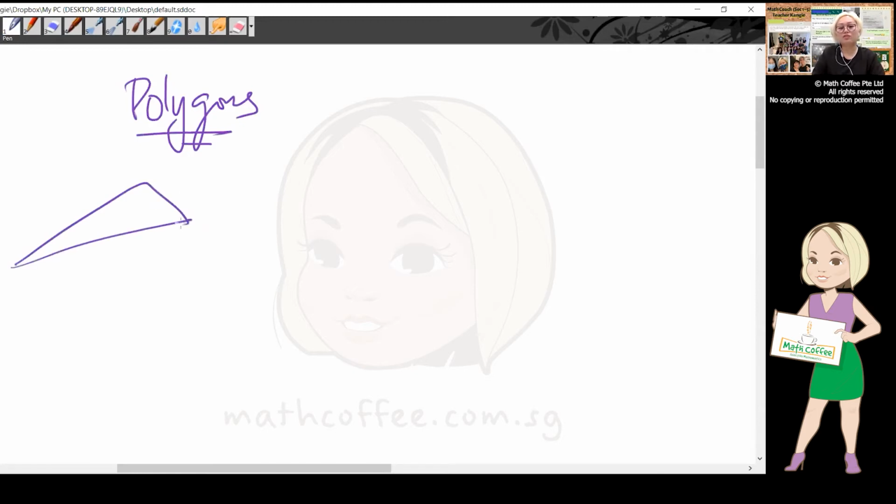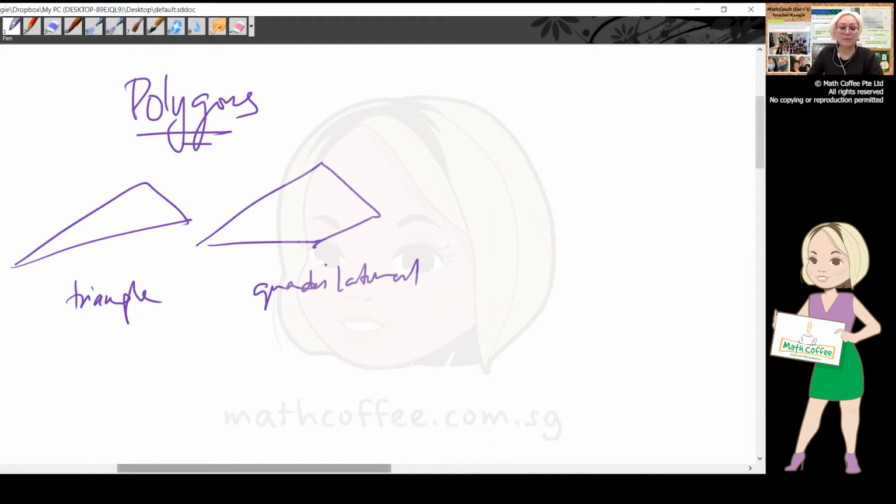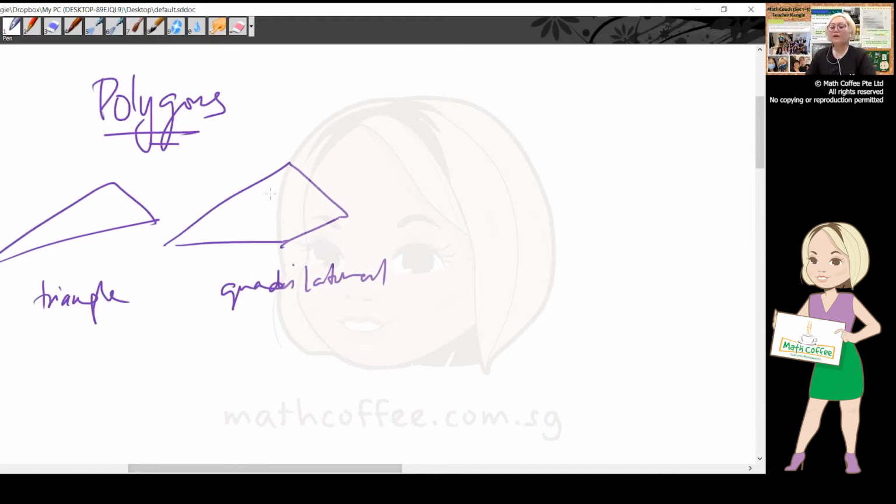Let's talk about the triangle. Actually, a triangle is also a polygon. A quadrilateral is also a polygon, as long as it is a closed figure. This one we call a triangle, and this one is a quadrilateral. This is three-sided, this is four-sided. So after four-sided, what is the name of the polygon?